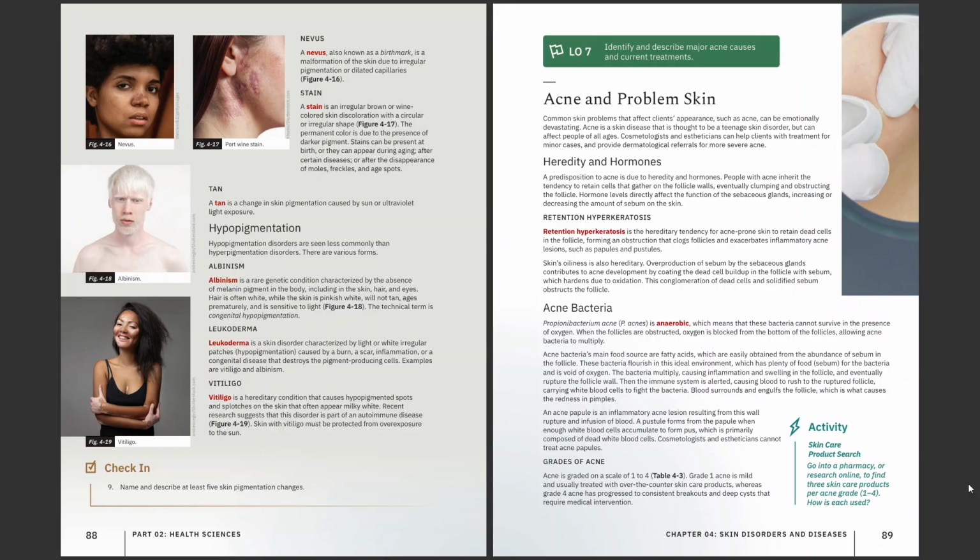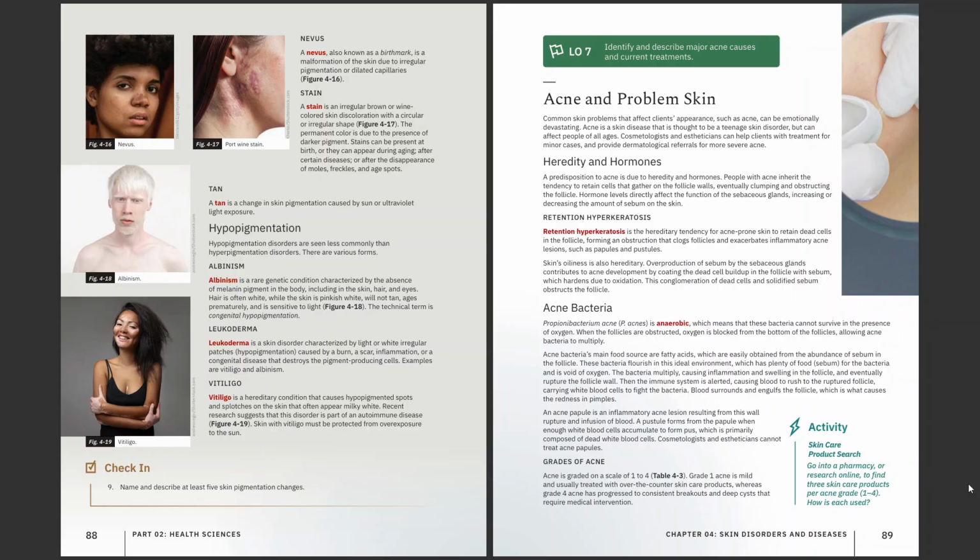Hypopigmentation disorders are seen less commonly than hyperpigmentation disorders. There are various forms. Albinism is a rare genetic condition characterized by the absence of melanin pigment in the body, including in the skin, hair, and eyes. Hair is often white, while the skin is pinkish white. It will not tan, ages prematurely, and is sensitive to light. Figure 4-18. The technical term is congenital hypopigmentation.